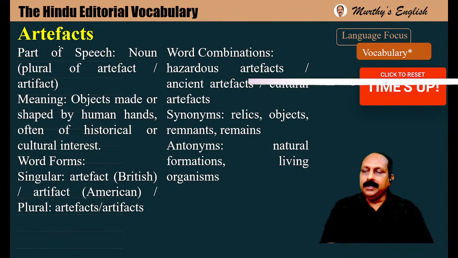Artifact, the spelling could be ARTI, but standard English is ARTE. Part of speech, noun, artifact singular, artifacts plural. What does it mean? Objects made or shaped by human hands, meaning manually. Something is done using hands. What is the word we use? Manual, manually. Yes, very good. Objects made or shaped by human hands, often of historical or cultural interest. The word goes more with the cultural dimension, that you have to remember.